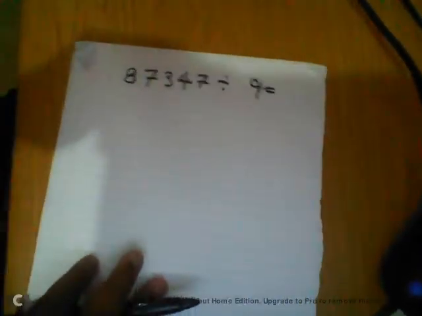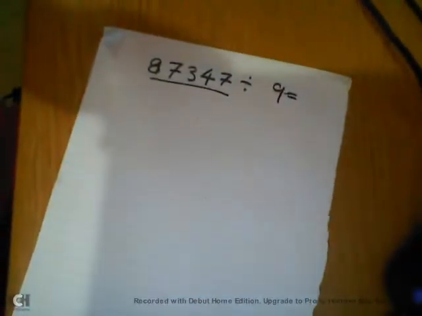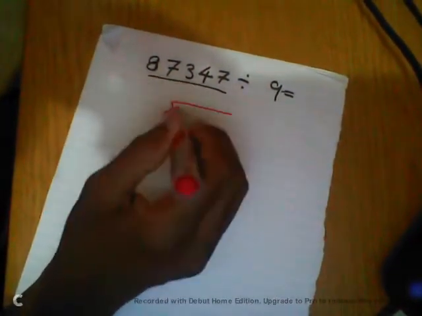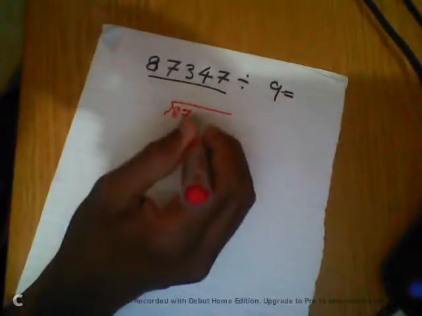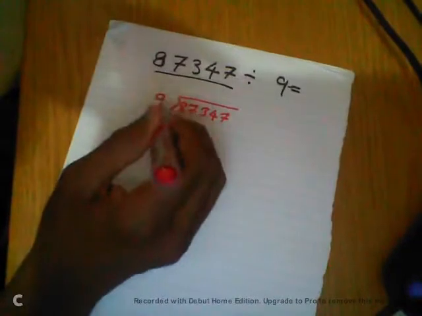So let's change this to the long division method. We take this number here and divide by 9. So we write this number inside the house, let's call this box or house: 8, 7, 3, 4, 7, and we divide by 9.